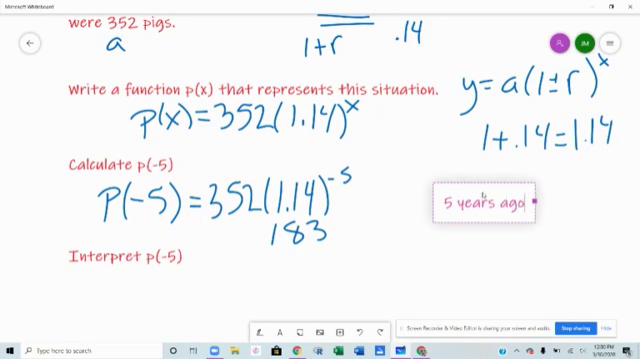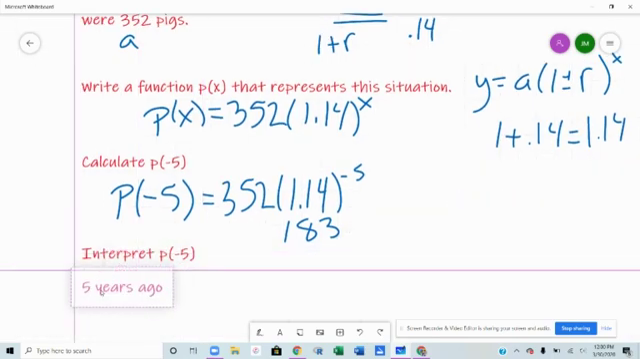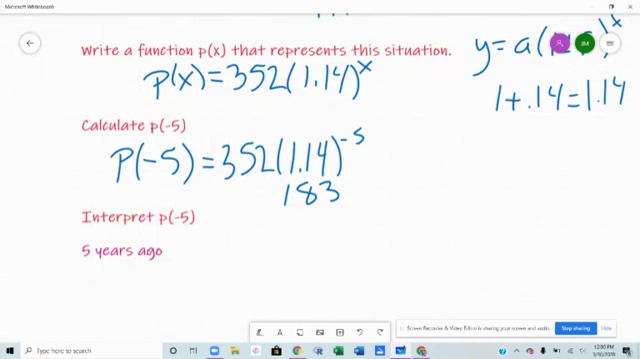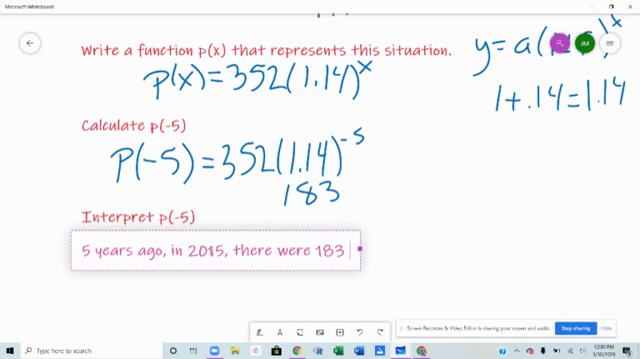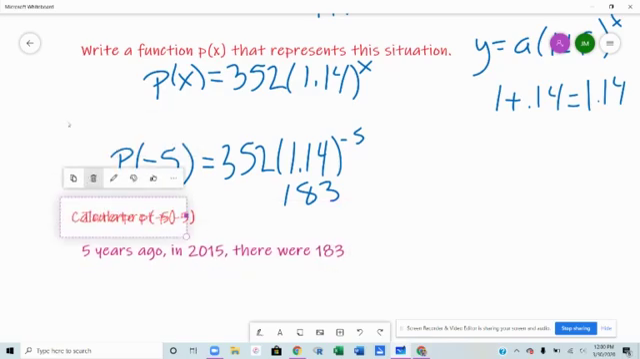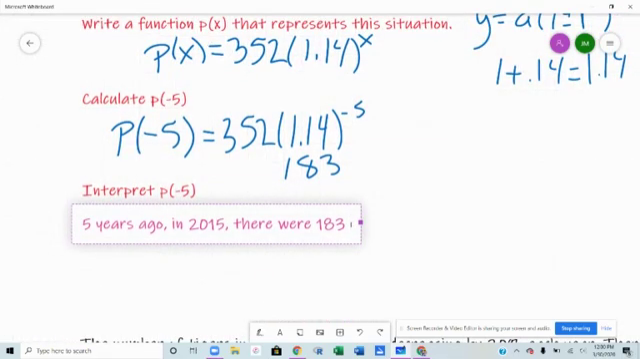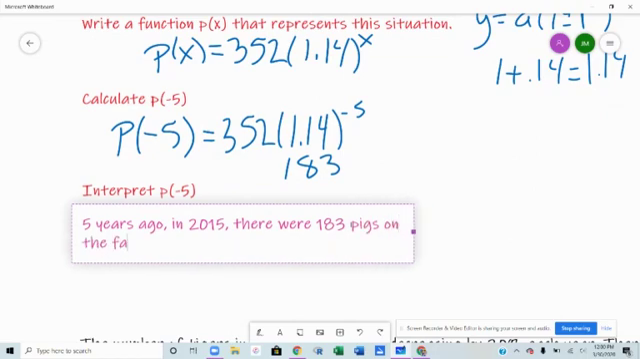Let me move this over. Which it told us in the problem that in 2020, there were 352 pigs. So instead of just saying 5 years ago, you want to add that it was in 2015. Because we knew that right now it's 2020, 5 years ago it's 2015. So 5 years ago in 2015, there were 183 what? What are we talking about in this problem? We're talking about the number of pigs on a farm. So 5 years ago in 2015, there were 183 pigs on the farm.